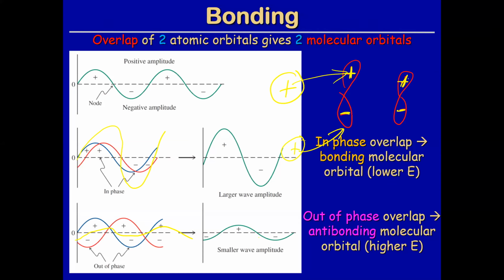Now, if they are in phase, this is called bonding. And things that are in phase will have a lower energy. If they are out of phase, they are the antibonding, and they will require more energy to produce. Sir, by in phase, do you mean a plus bonds with a plus? Yes. And so the out of phase would be a plus and a minus. Exactly. Perfect.